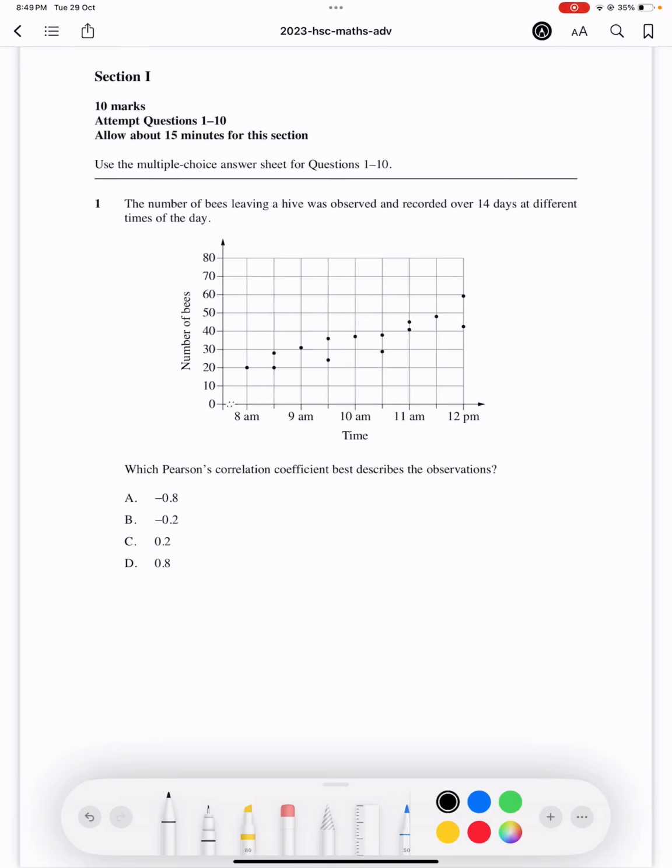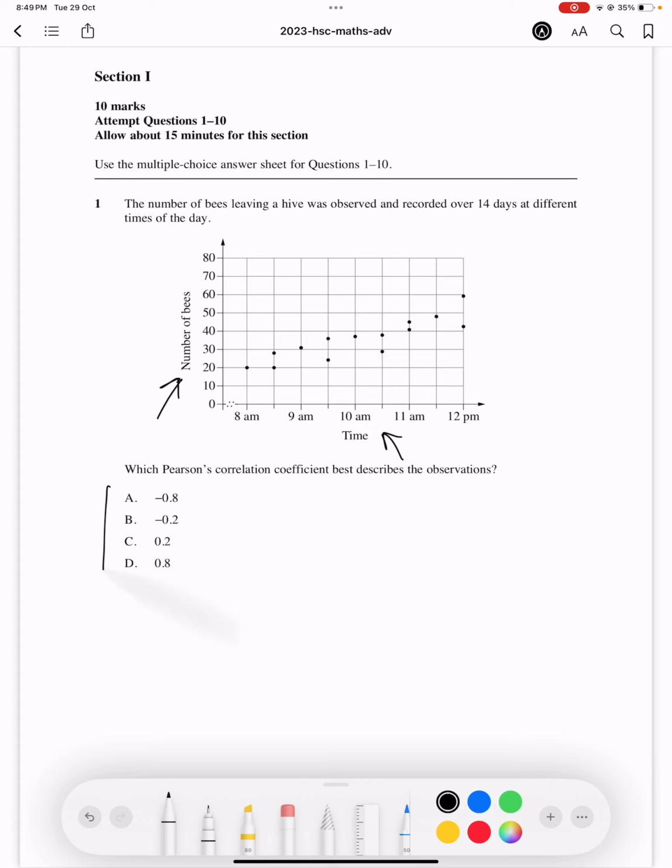Hey guys, so let's go through this question over here. It says the number of bees leaving a hive was observed and recorded over 14 days at different times of day. Looking at this graph, let's assess what we've got. On the y-axis, we've got the number of bees, and on the x-axis, we've got the time spanning from 8 a.m. to noon. And our question says, which Pearson's correlation coefficient best describes the observations?